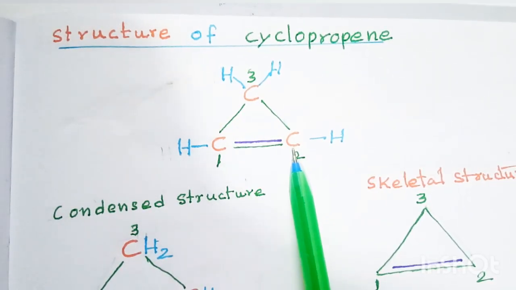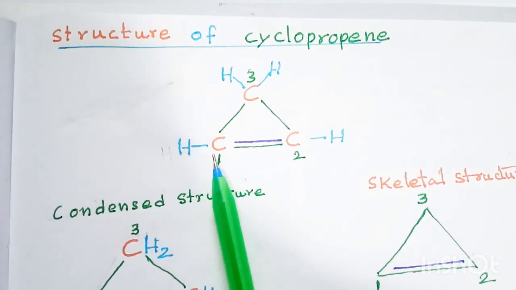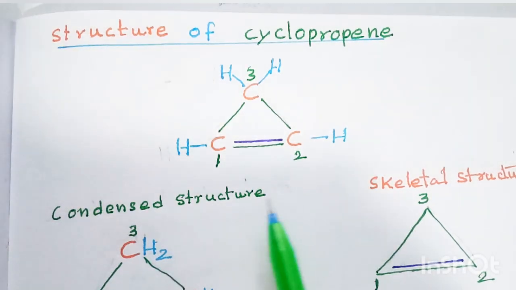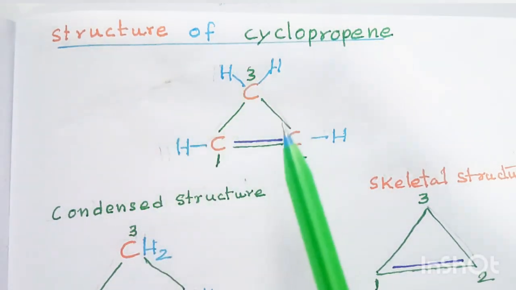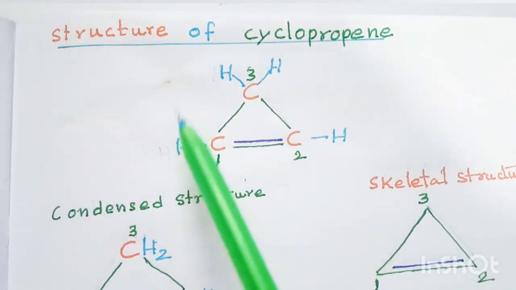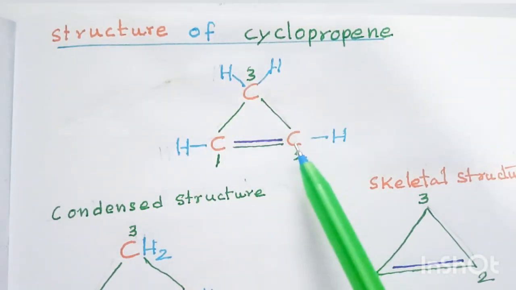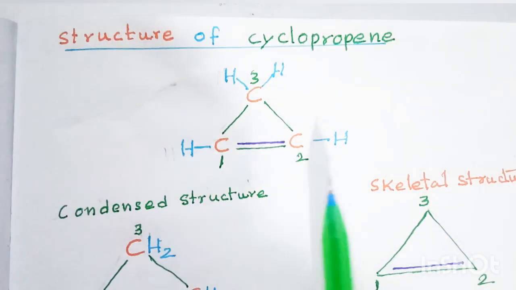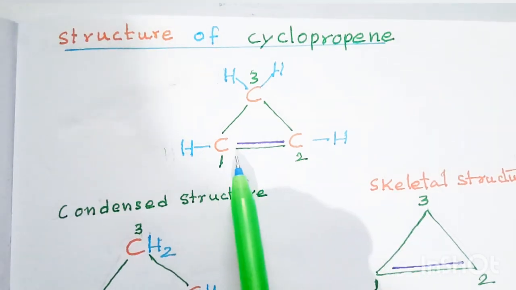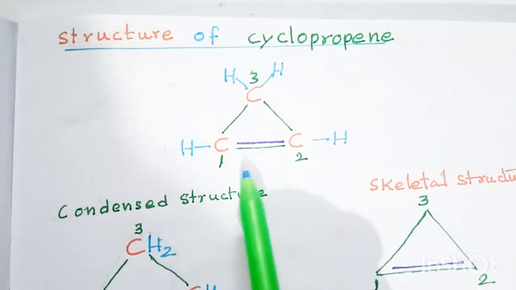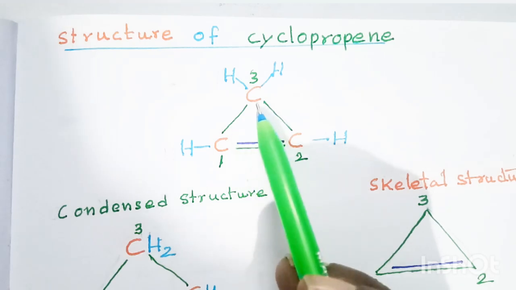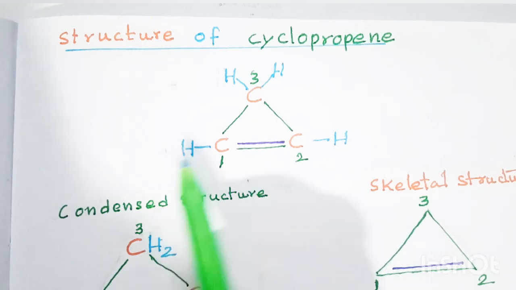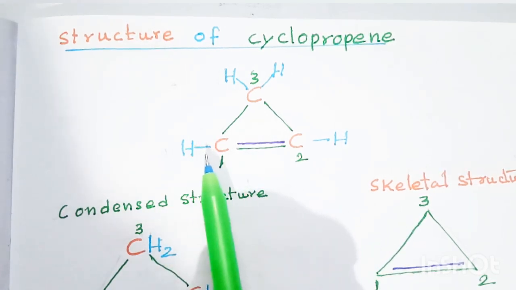We can do it otherwise also. This can be counted as first carbon, this can be counted as second carbon, but this will be the third carbon in every case. So we can count either clockwise direction or anti-clockwise direction. This is clockwise, this is anti-clockwise. Either way we can count. So the first carbon has a double bond and a single bond with the third carbon. So totally it has 3 bonds. It needs one more bond to become stable.